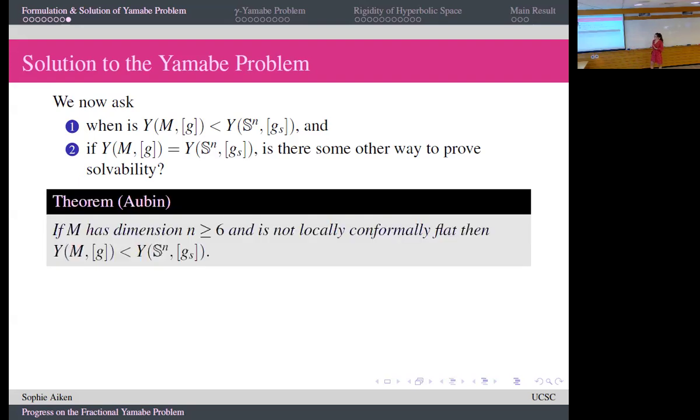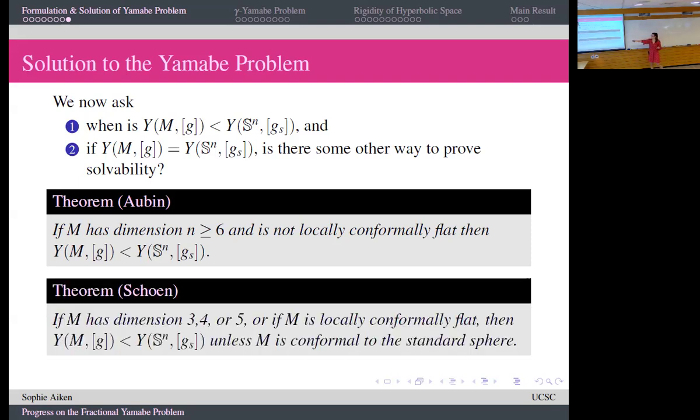So Aubin started to answer the first question by saying that if M has higher dimension, 6 or greater, and it's not locally conformally flat, then we get this criteria of strict inequality. And Schoen rounded it out by saying, okay, in these other dimensions, 3, 4, or 5, or if M is locally conformally flat, then we still have the strict inequality. The only time when you don't have that is if M is actually conformal to the standard sphere. But that's okay, because if we're conformal to the standard sphere, then you know that you have a conformal metric which admits constant scalar curvature. Okay. So that finishes out the solution to the classical Yamabe problem.